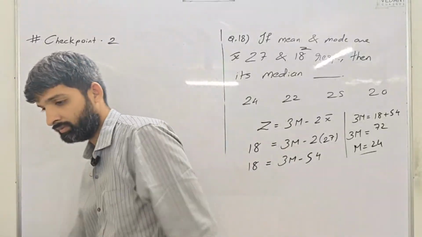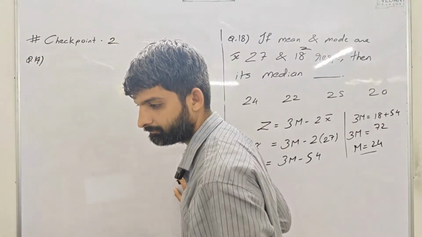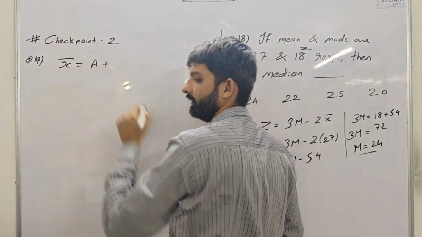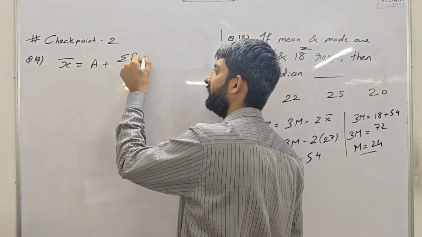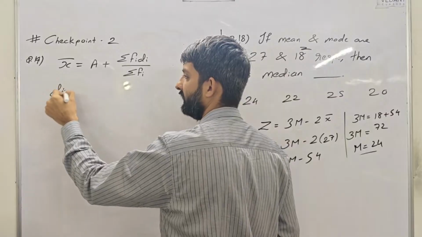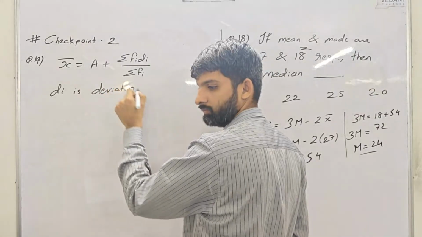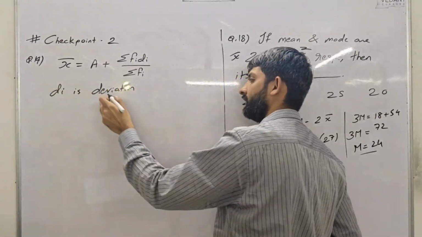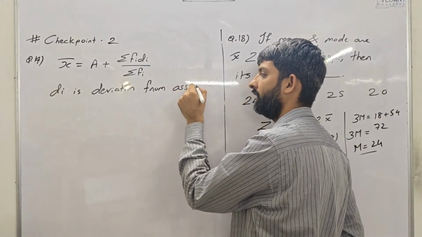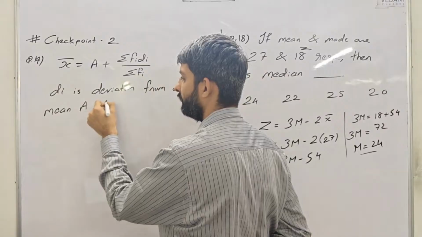Let's complete the checkpoint number 2 quickly with 2 questions to go. Question 19. In the formula, x bar is equal to a plus sigma fi di upon sigma fi. Di is deviation from assumed mean A of blank.